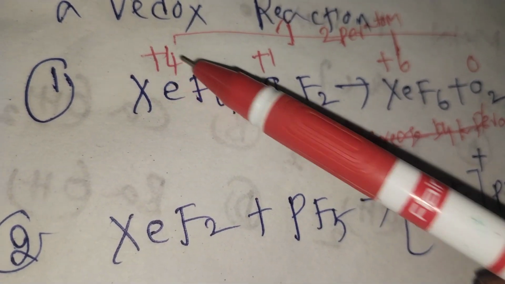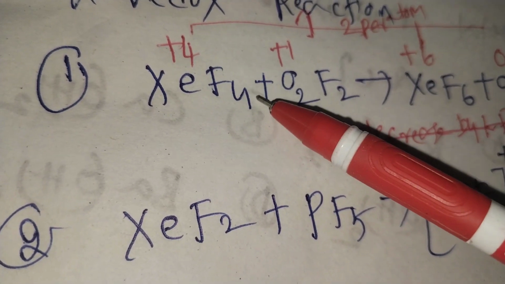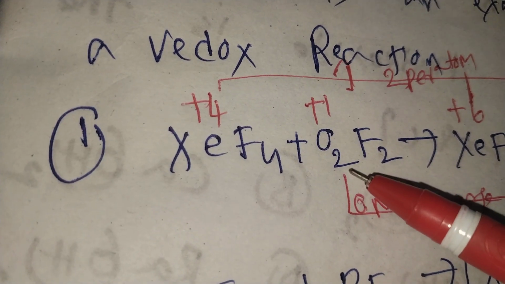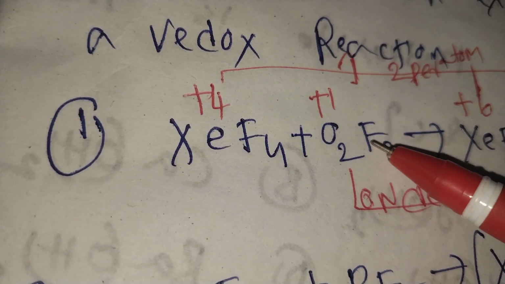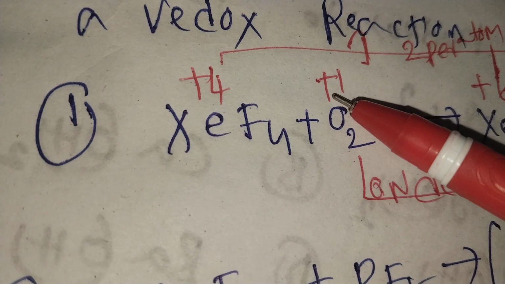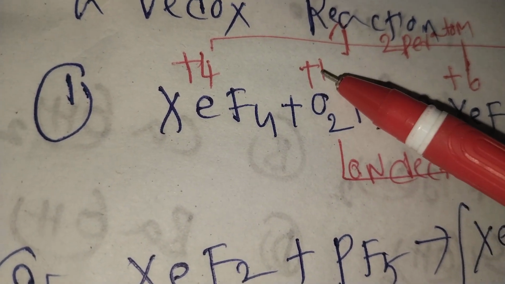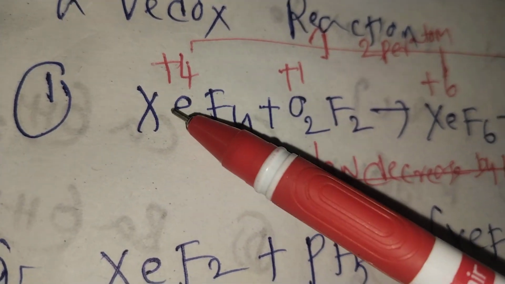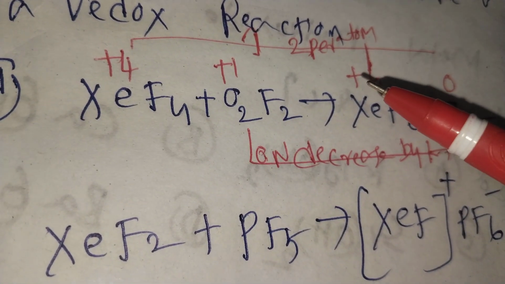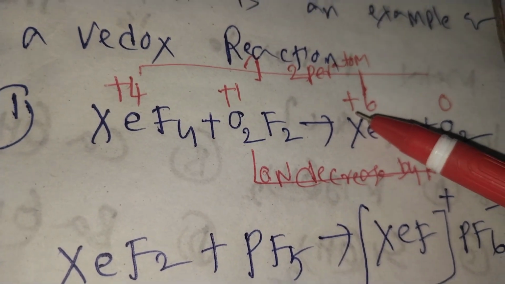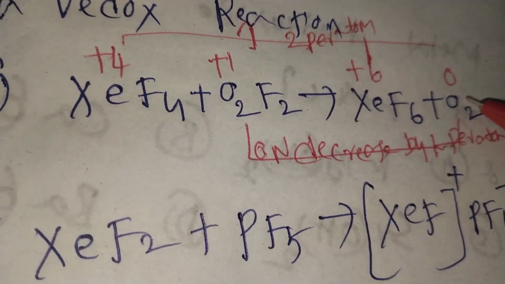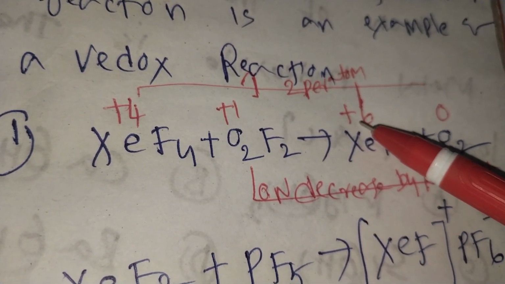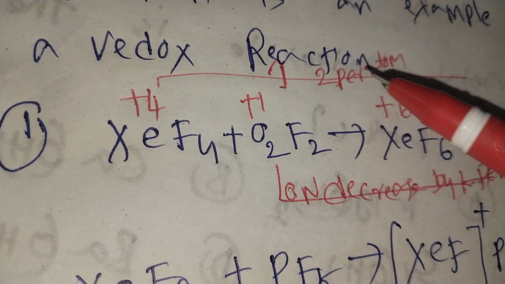You see this equation: xenon with fluorine -1, all 4 fluorines are there. So here xenon is +4. In fluorine oxides, oxygen shows +1 because fluorine is -1. Here XeF6: fluorine is -1, xenon is +6. In a free state, oxygen shows 0. So +4 to +6, oxidation number increases. No doubt, that is called oxidation.